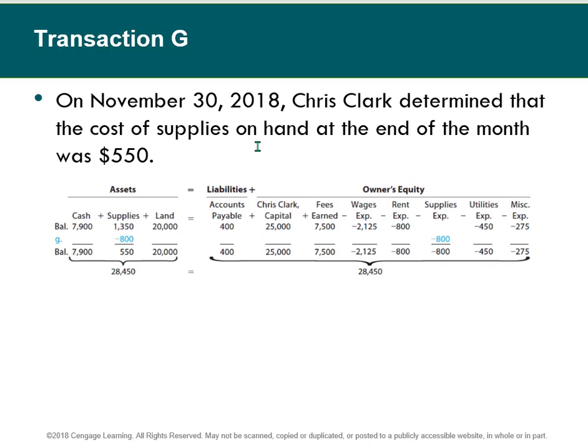On November 30th, Chris Clark determined that the cost of supplies on hand at the end of the month was $550. All right, so they went to the supply room and took an inventory and came up with a number of $550. So if the ending balance is $550, then they must have used up $800. All right, so I'm going to reduce supplies the asset, and I'm going to increase supplies the expense by $800.